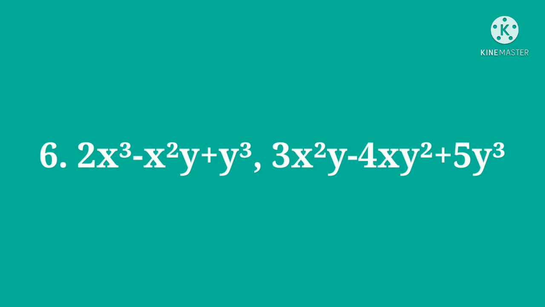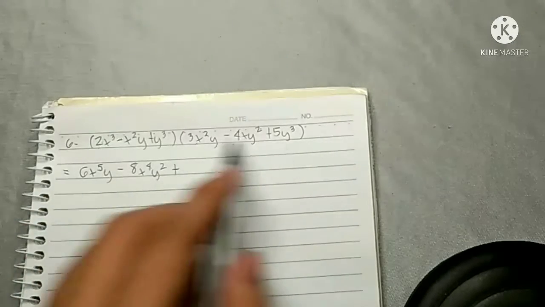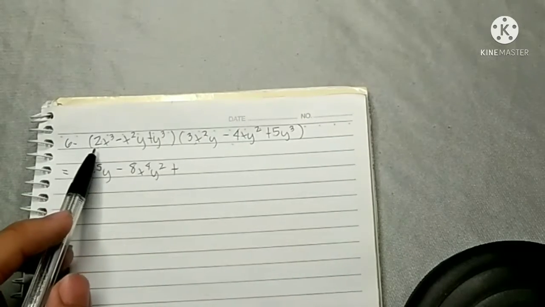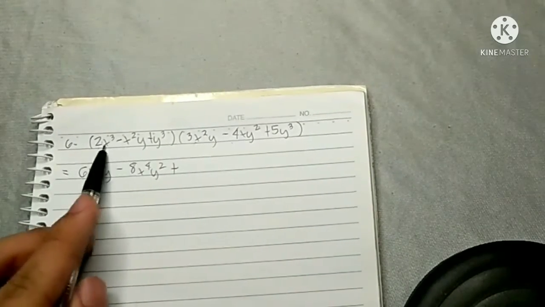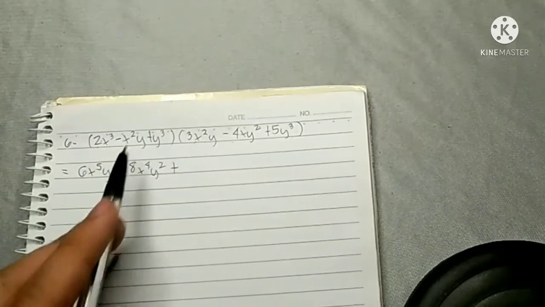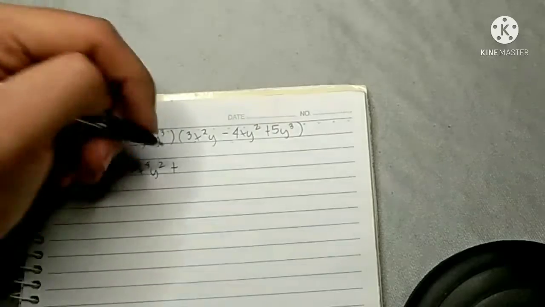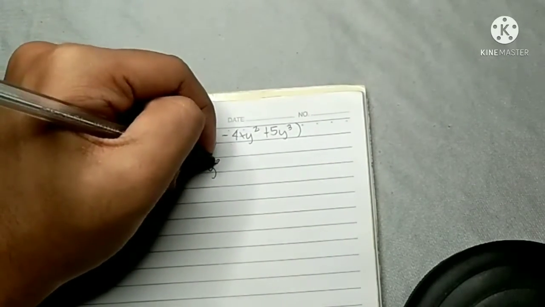So for number 6, we're going to find the product of 2x cubed minus x squared y plus y cubed and 3x squared y minus 4xy squared plus 5y cubed. So to solve, we will multiply 2x cubed to 3x squared y, and we will get 6x raised to 5y. Then we multiply 2x cubed and 4xy squared, and we will get negative 8x raised to 4y squared. Then we multiply 2x cubed to 5y cubed, and we will get positive 10x cubed y cubed.